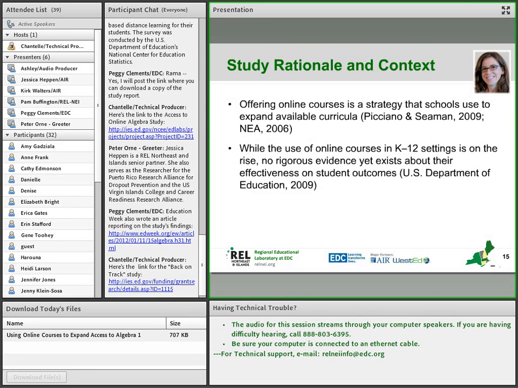The appeal of online courses is clear. With continual increases in technology infrastructure in schools, broadband, everything, online courses provide schools a chance, as you all well know, to expand their course offerings without necessarily the need to hire additional teachers or find additional space. Offering online courses is a strategy that schools use to expand curricula, and it has been seen in the news and in research studies in the last few years. No rigorous evidence prior to this study existed about their effectiveness on student outcomes.